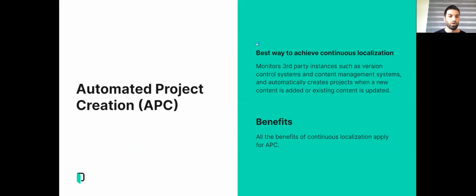So what about APC, or automated project creation? Well, automated project creation is actually the best way to achieve continuous localization because it monitors third-party instances such as version control systems and content management systems, and automatically creates projects when new content is added or existing content is updated. The benefits you would get out of automated project creation are all the benefits you get out of continuous localization practices, because all those benefits apply for automated project creation as well.